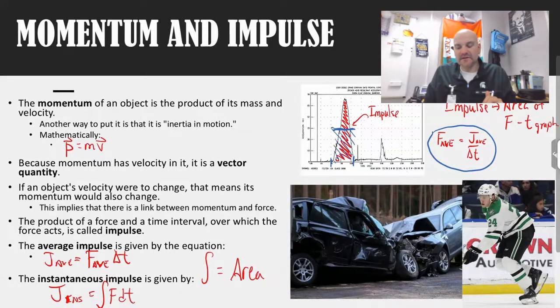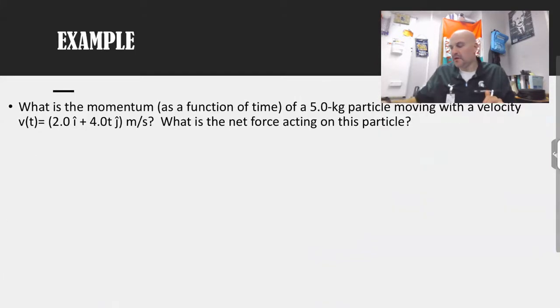Okay, so now let's take a look at an example problem. It may look like you have a little bit of calculus, but it's not going to be too bad. All right, so what is the momentum as a function of time of a 5 kilogram particle moving with a velocity given by this function? V of t is equal to 2.0 i hat plus 4.0 t j hat meters per second. And then what is the force acting on this particle?